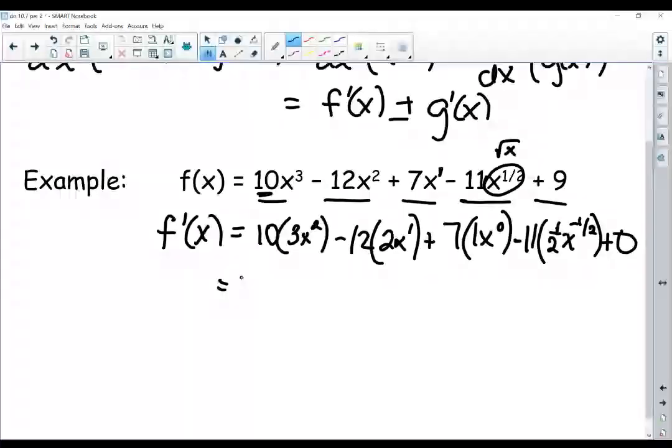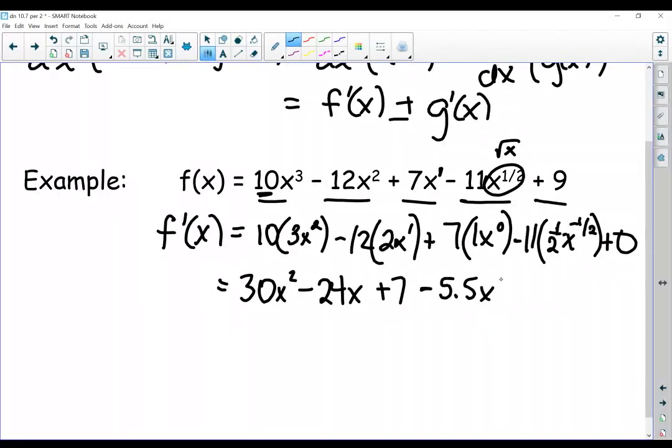So then if I clean that up, I end up with 30x squared minus 24x plus 7 minus 5.5x to the -1/2 plus 0. I'm not going to write that.